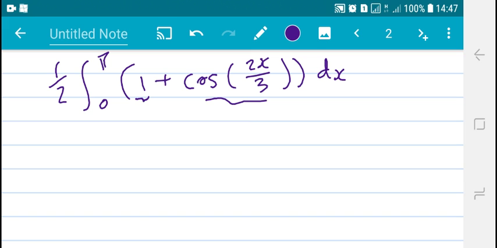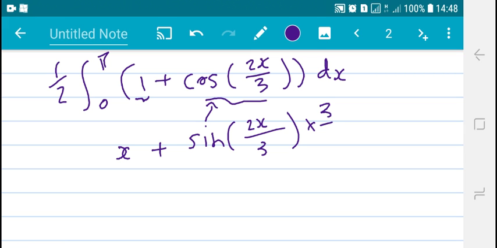And so the antiderivative of 1 is just x in this case, plus the antiderivative of cosine of 2x over 3. First of all, the antiderivative of cosine is sine. Then we can leave the inner function as is. Now, of course, if we differentiate this, we get 2 over 3. So to cancel that 2 over 3, such that we get back to this term, we have to multiply by 3 over 2. And then we evaluate this from 0 to pi. Don't forget the half there.